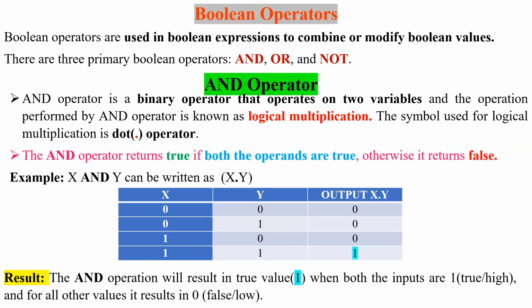Now look at this table. Consider the following values for two variables x and y in this table. Now, when there is logical multiplication using the AND operator, the AND operation will result in true value 1 when both the inputs are 1, that is true or high, and for all other values it results in 0, that is false or low.